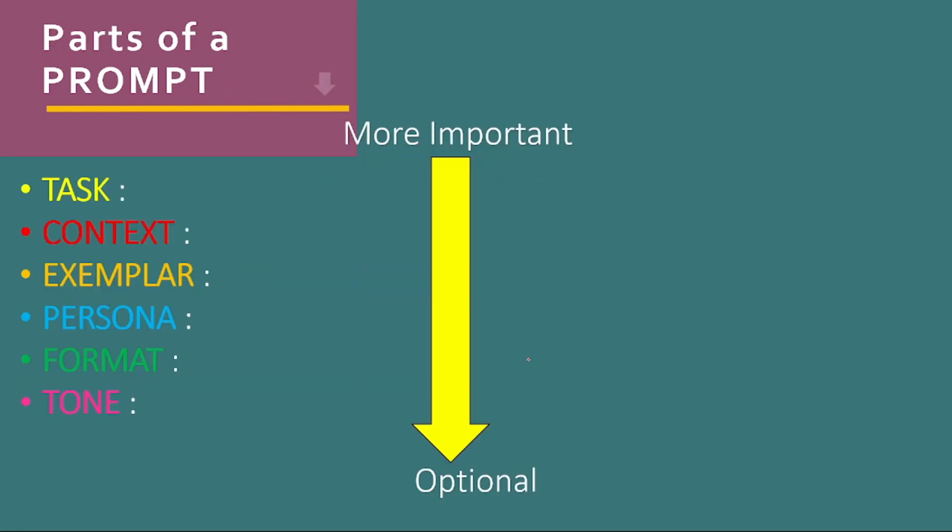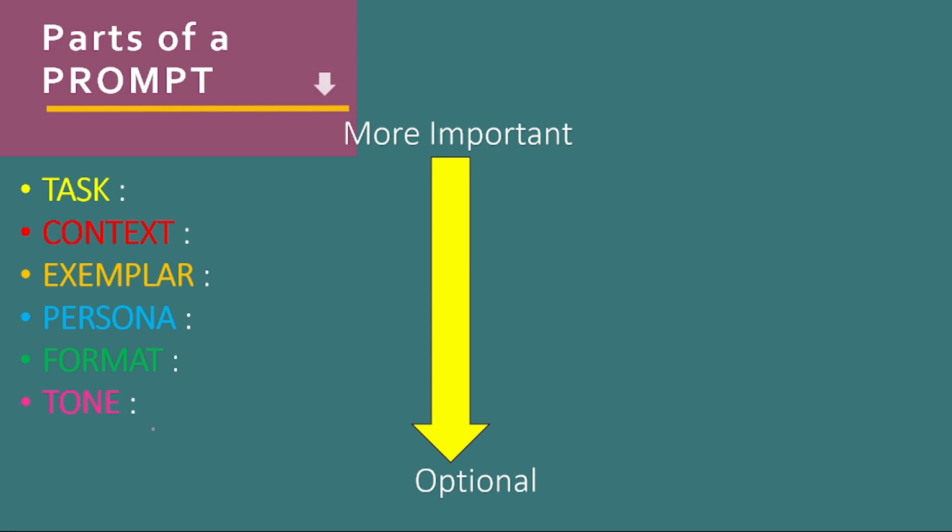Talking about the parts of prompts, there are mainly 6 parts of a prompt. The prompt that you write on the ChatGPT interface has got 6 parts. Number one is task. The task is the act or the activity that you are going to tell ChatGPT to perform, which is very important. You can see 1, 2, 3, 4, 5, and 6 in order of importance. This is most important, this is a little less important, this is less, and so on. So many of them can be ignored.